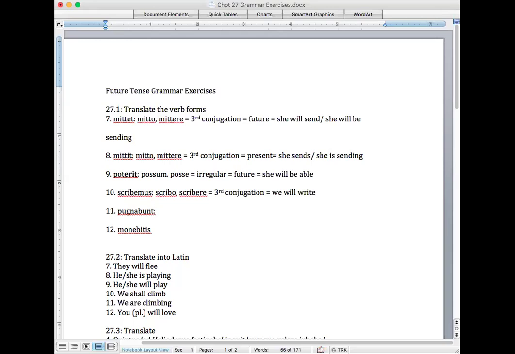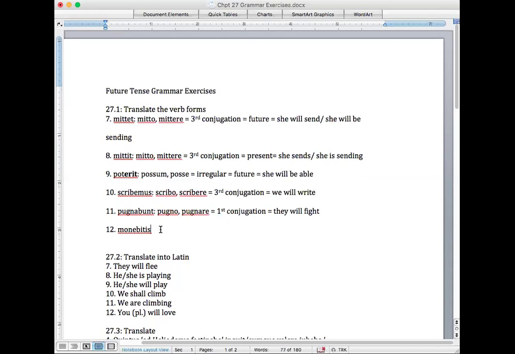Pugnabunt. Oh, that one looks nice and easy. But remember that it comes from pugno, pugnare, which means that's what conjugation? It's first. So that's nice. So we just have our bunt regular future ending. So they will fight.